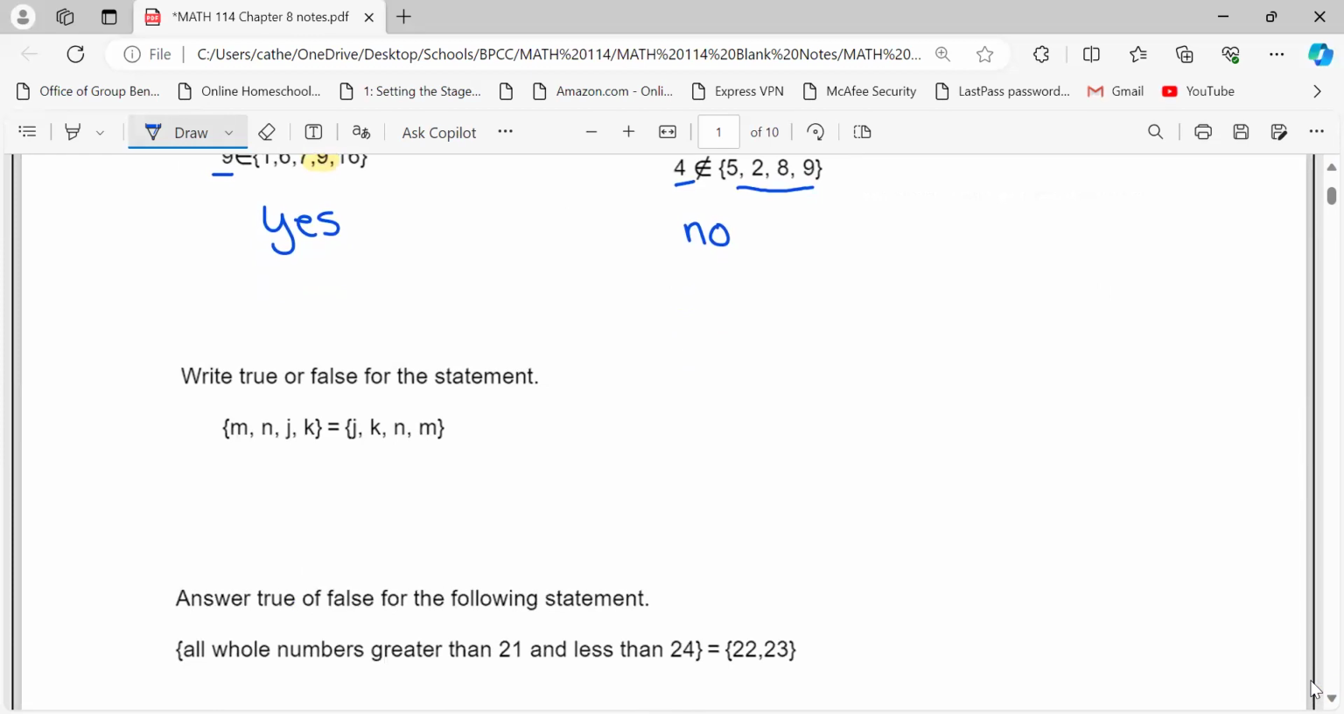All right. Then they want to know if these two sets are equal. So if we just look at these as students, let's see, Mark, Noah, Jay, and Kayla. So is that the same as Jay, Kayla, Noah, and Mark? Those are equal. The order is irrelevant. So whatever students we have in the class, no matter what order they're in, they are equal to the students in the class, no matter how I order them. So this statement is true.